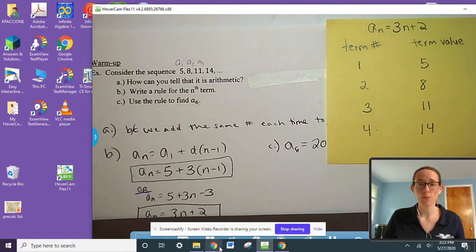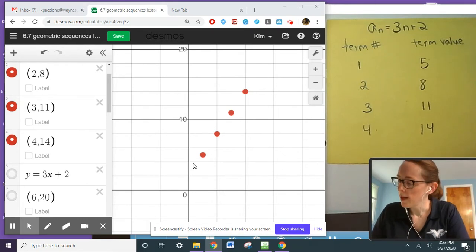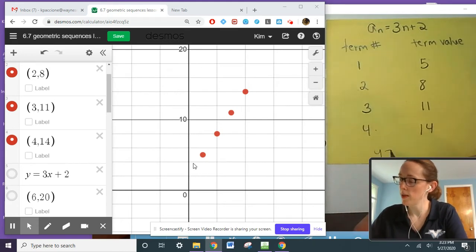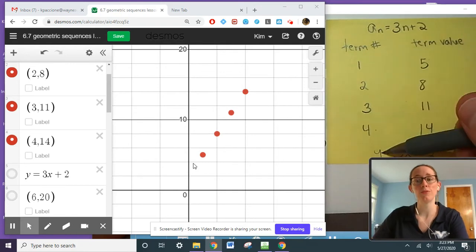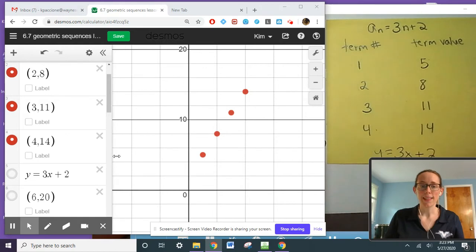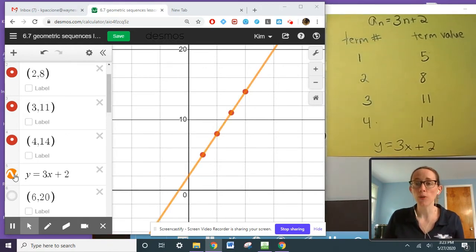If I take you over to Desmos and we graph those points, you might notice they line up like a linear function. If we think of this a sub n rule instead as y equals 3x plus 2, so instead of a sub n, think of a function with y equals, and instead of n, think of an input x like we're used to, that line will go right through those points. The other point we found was 6. The sixth term was 20. If I plot (6, 20), that ends up on the line as well.